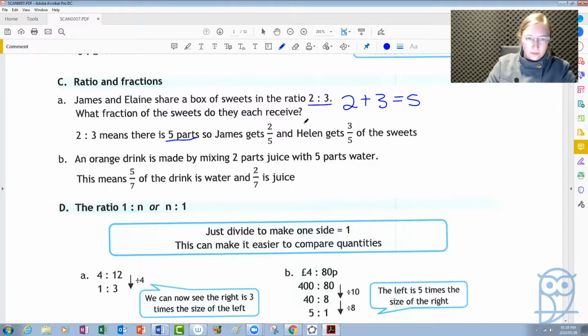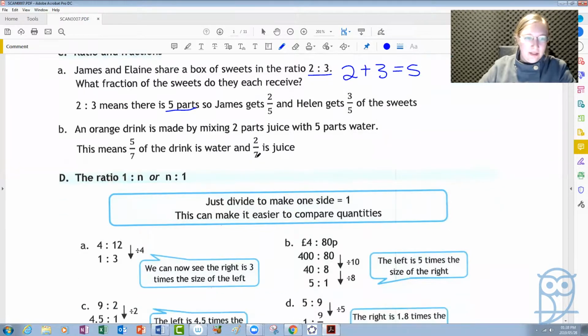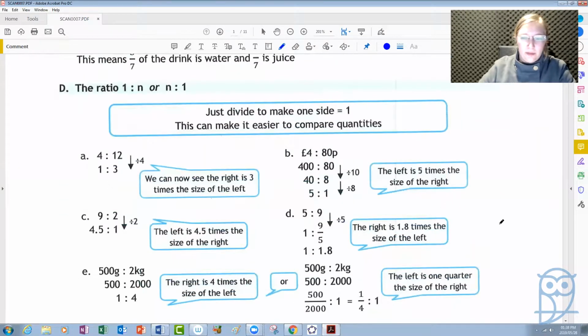So that means that James gets 2 parts out of 5 and Helen gets 3 parts out of 5. I will do a few examples of this in a second. I just want to finish this part of the page and then we will do the examples.